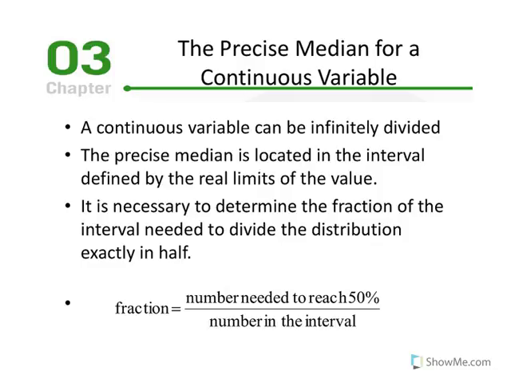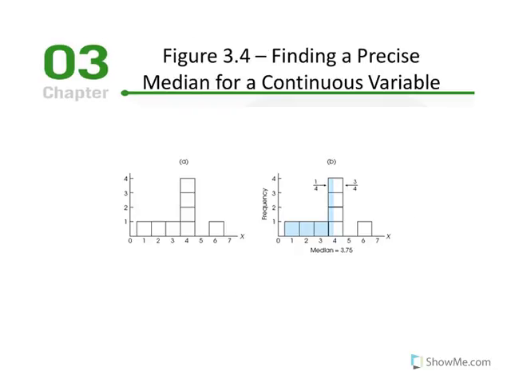So the equation that we're going to utilize is as follows. The fraction is equal to the number needed to reach 50%. What we're referring to is the number of frequencies needed to reach 50%. By definition, the median is splitting the distribution where we have 50% of frequencies or scores below and 50% above. And we're going to divide that by the number in the interval, the number of frequencies or scores in the interval. So let's walk through an example from our text. Just a side note, I do have a video on the median of a continuous variable posted, so it gives you some more detail. I'll just walk through these fairly quickly.